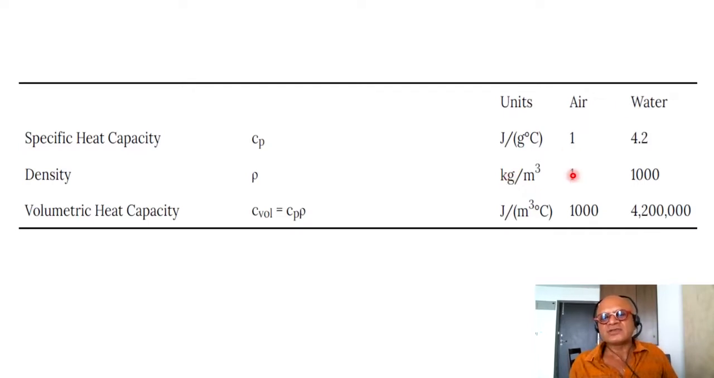So for air it's almost 1. For water it's 1000 kilograms per meter cube. So this is 1000 for air in volumetric heat capacity, and 4,200,000 for water. This matters a lot. We have already mentioned this before.